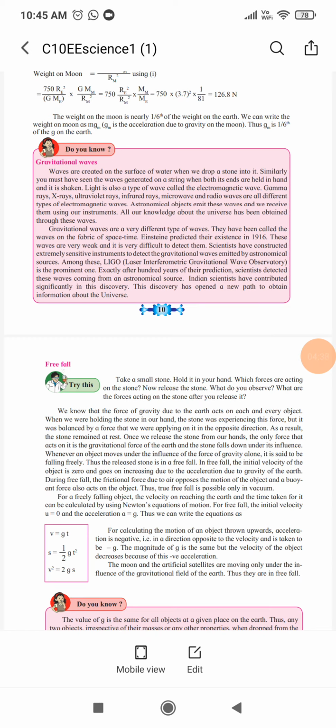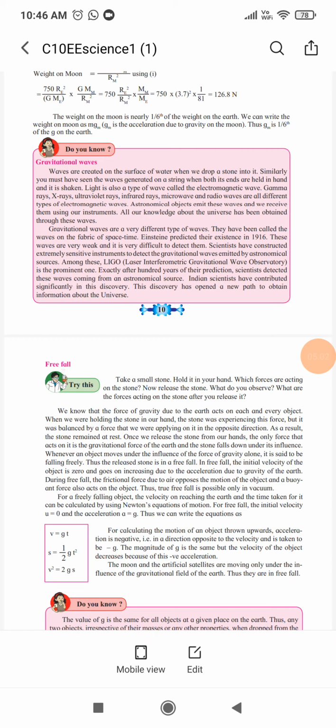So we can write the three kinematical equations. v equals u plus at, but here u is 0. In place of a we put the value of g. So only v equals gt will be there. Second kinematical equation, s equals ut plus half at square, but again u is 0 and a becomes g. So you will see only s equals half gt square.